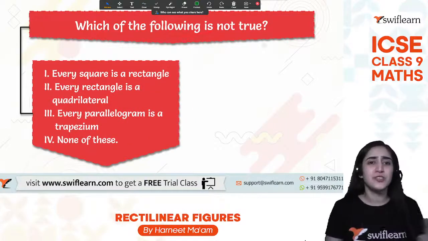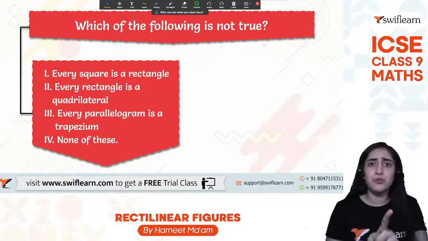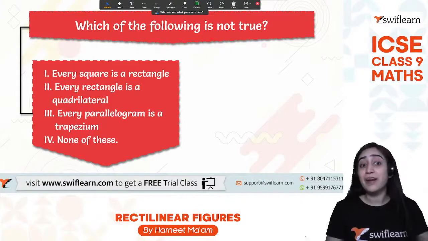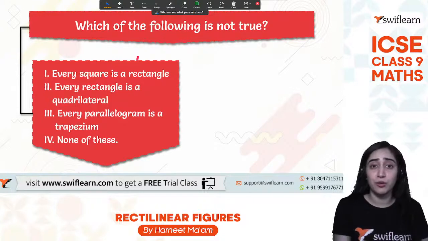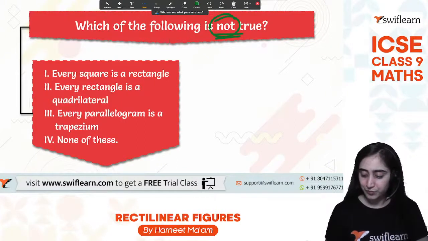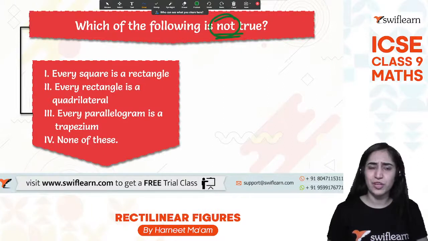Which of the following is not true? A, every square is a rectangle. Is it true or is it false? B, every rectangle is a quadrilateral. C, every parallelogram is a trapezium. D, none of these. What do you think is the right option? Which is not true. Remember, it's asking not true. Not saying true. It says not true. Which is not true. Every square is a rectangle. Is it not true? Think of it.